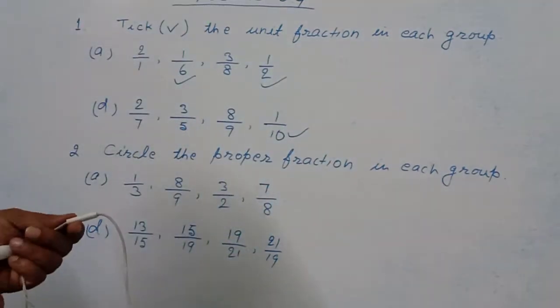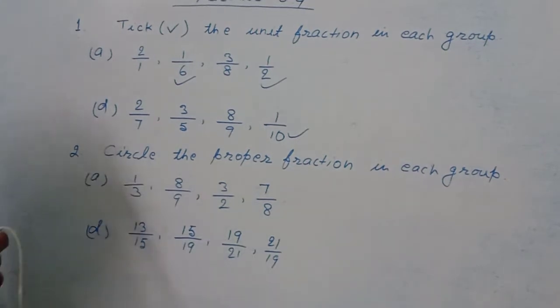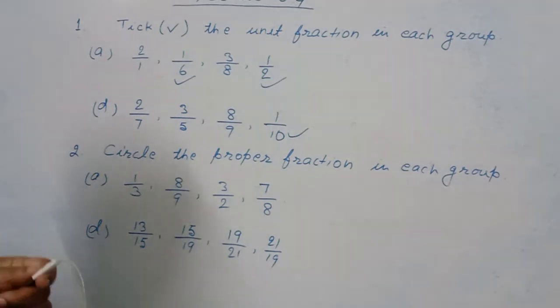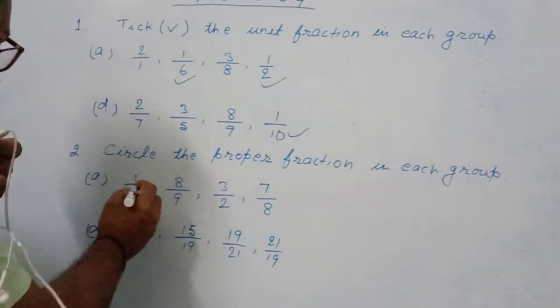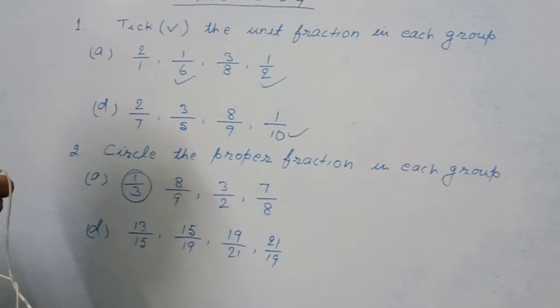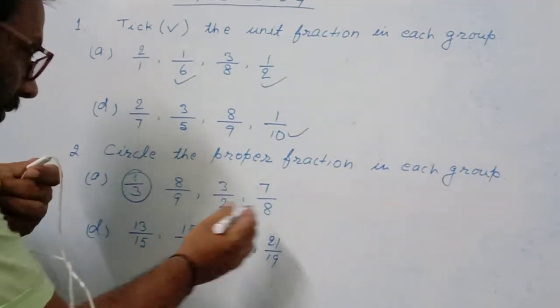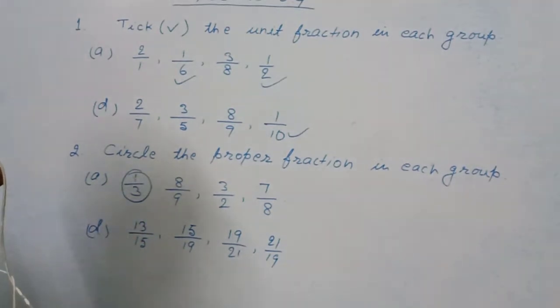Question number 2, circle the proper fraction in each group. Proper fraction. In a fraction, if numerator is smaller than denominator, that is the proper fraction. We are asked to circle. So in this we are saying numerator is smaller than denominator, we circle it. And in this also, numerator is only 1. In 1 by 3, numerator is smaller than denominator.